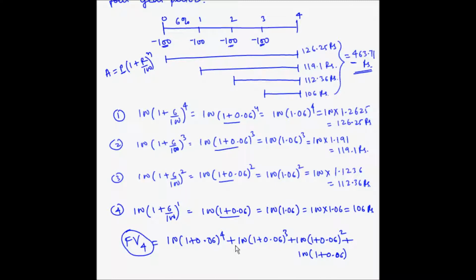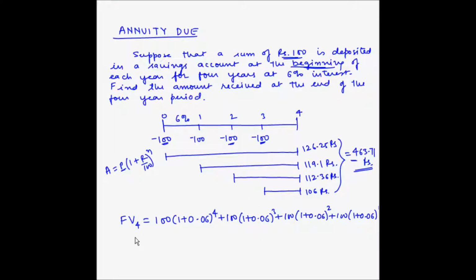Now let's try to generalize this expression. So let me remove these calculations and we'll try to generalize this expression. So let's say we are trying to find the future value when an annuity is being deposited for n number of years.